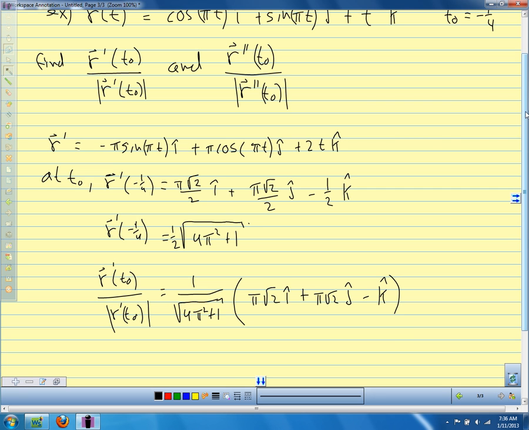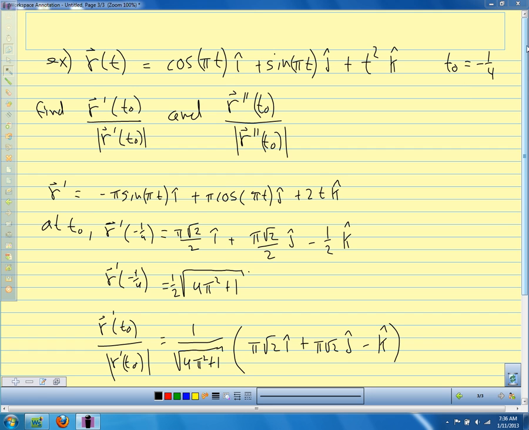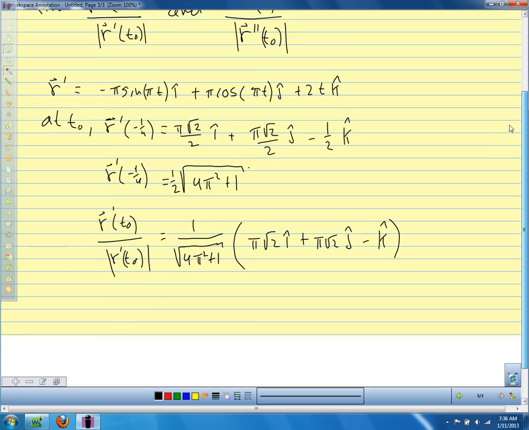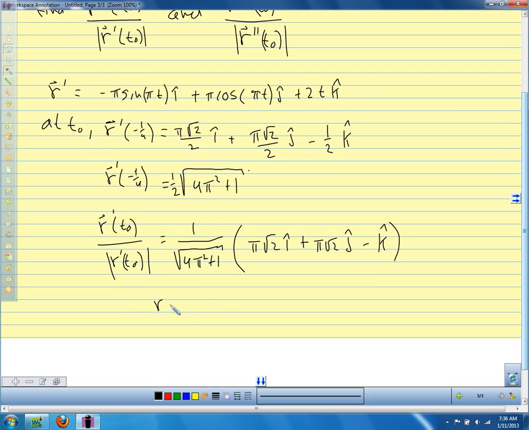And actually, I think that's enough. We could go through and calculate this second quantity. Same process. We would take the derivative of this quantity, substitute our t0, find our magnitude, and divide the vector by the magnitude. So we're just doing the same thing over and over again. So I'm just going to write down here, repeat process for the second quantity.